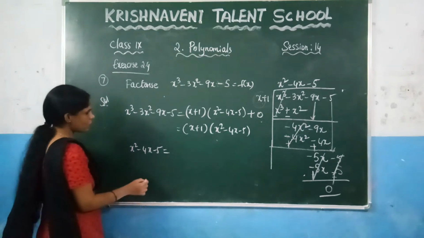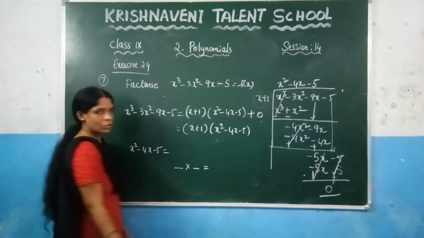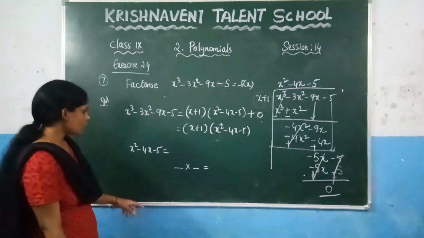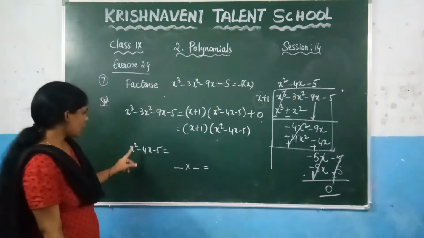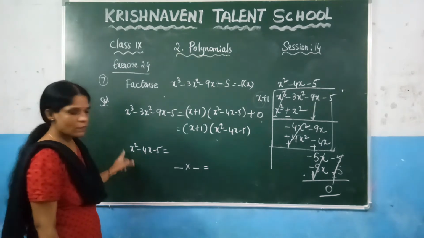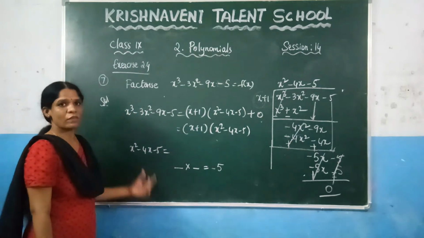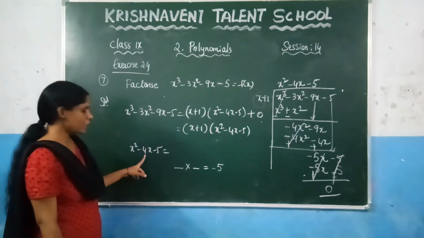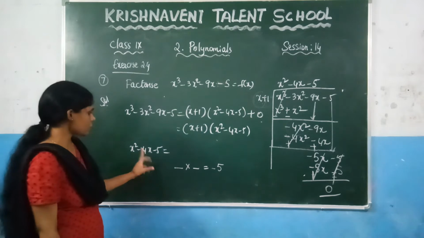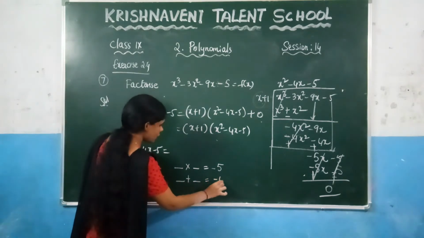So here, what are the numbers here? While multiplying those two numbers, you have to get which number? The product of the constant term and the coefficient of x square, which is nothing but minus 5 into 1. So you have to get minus 5 here. And while adding, you have to get the middle term. What is the middle term here? Minus 4. So while adding the two terms, you have to get minus 4 here.